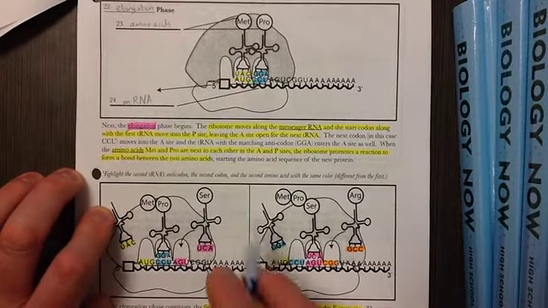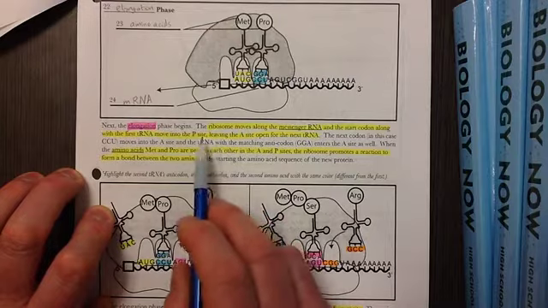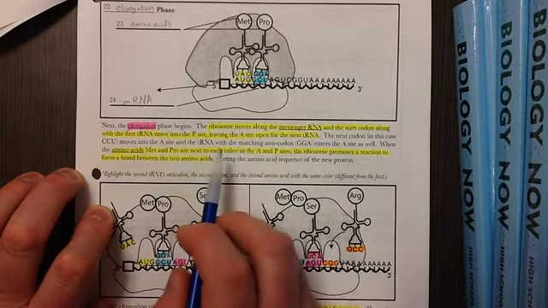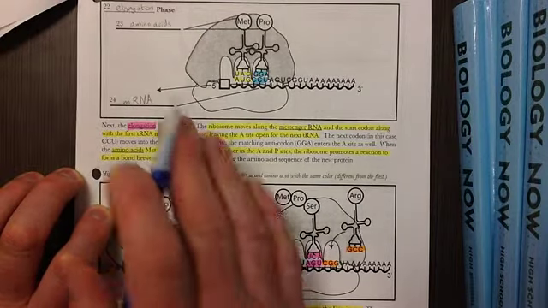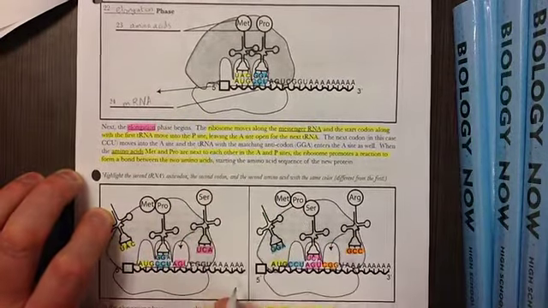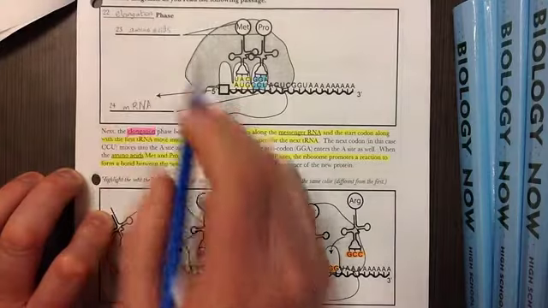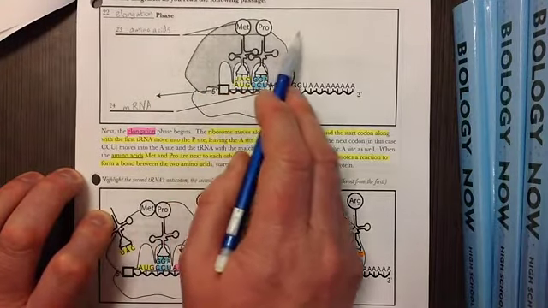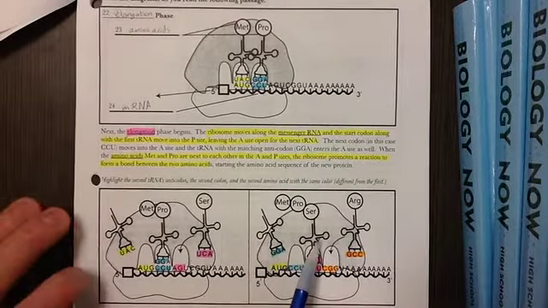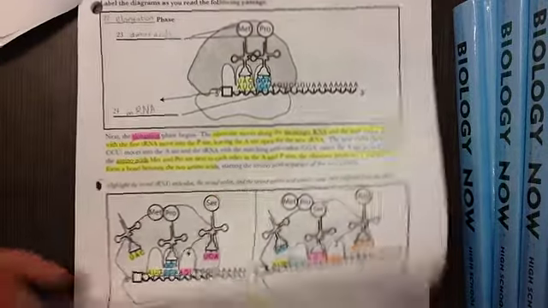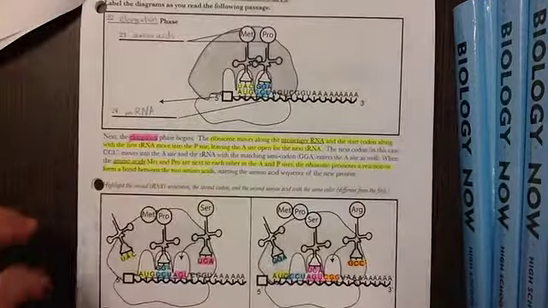Elongation. Now again, you don't have to worry about what the P site, the A site. When you get to AP Bio, you might have to worry about that. Not for this class, but you need to know there's an initiation phase where everything gets started, an elongation phase where we're making a polypeptide, which will eventually become a protein, and then we will eventually have a termination phase.